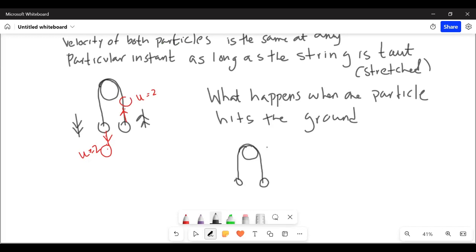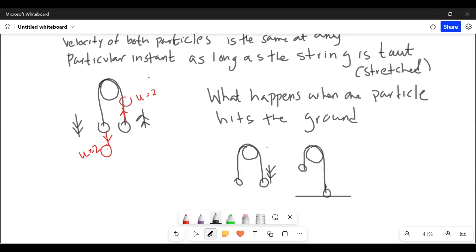Okay, now what happens? There's ground here, and soon, let's say the movement is in this direction, this particle is going to hit the ground. Then what happens to the other particle? Okay, so it hits the ground. For an instant, this is what the system looked like. One of the particles has gone down and the other one goes up.